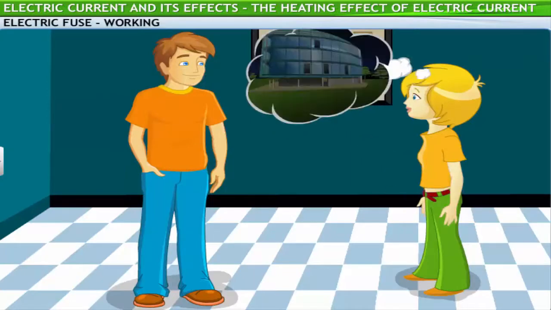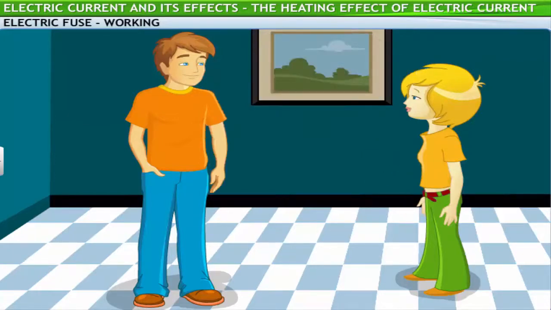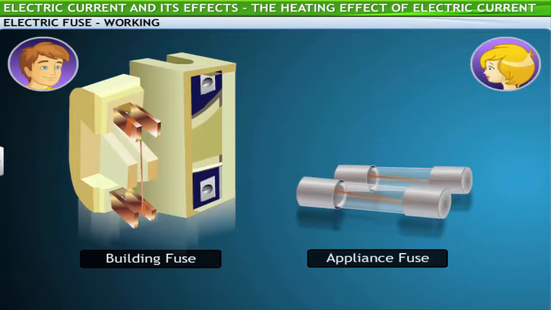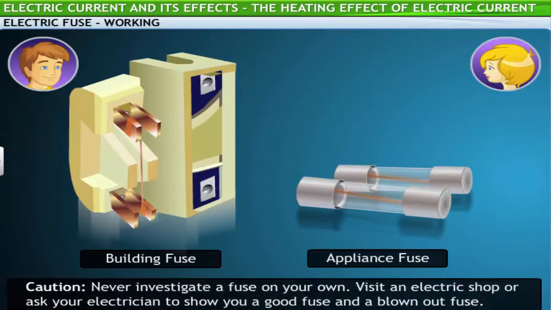Oh, that's why whenever there's no electric current in the house, we hear people saying that the fuse might have blown off. That's right. Different types of fuses are used based on the situation. Some fuses are designed for use in buildings only, while others are designed for appliances. Caution! Never investigate a fuse on your own. Visit an electrical shop or ask your electrician to show you a good fuse and a blown-out fuse.